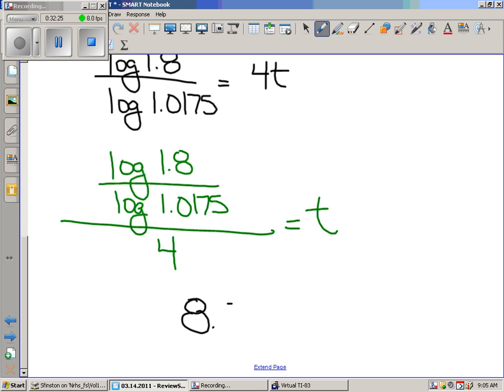8.5. Is that a rounded answer? Good. We're going to put this. You can do it. That's your test. Good luck.